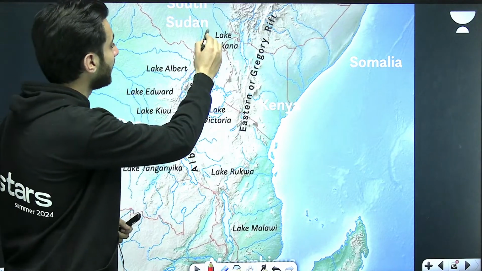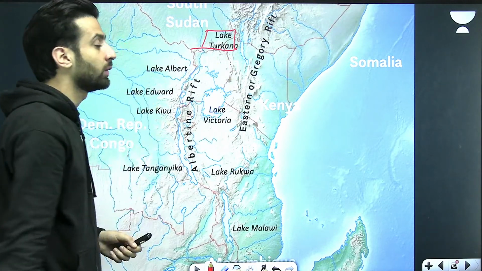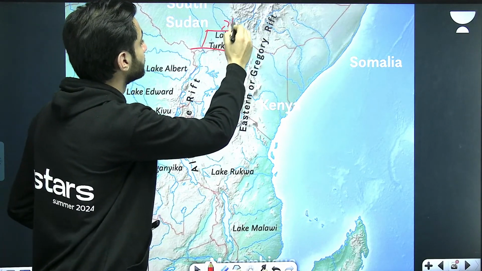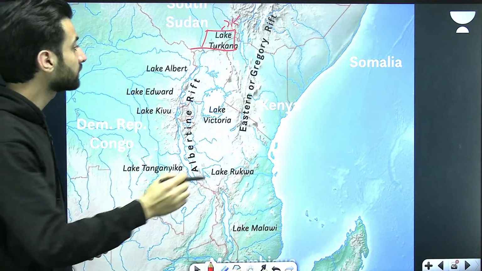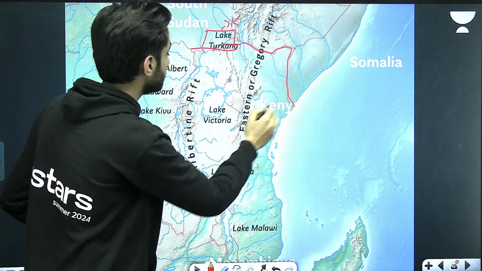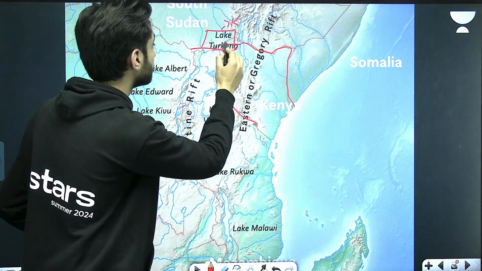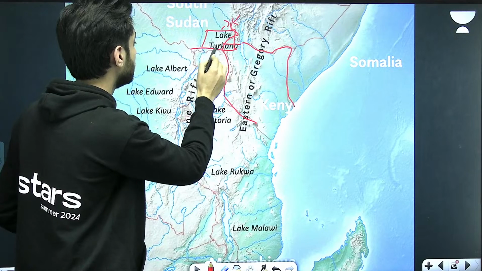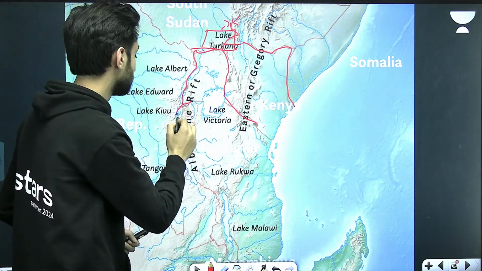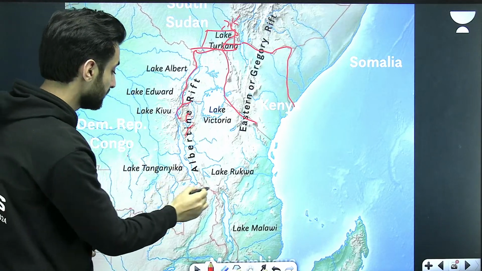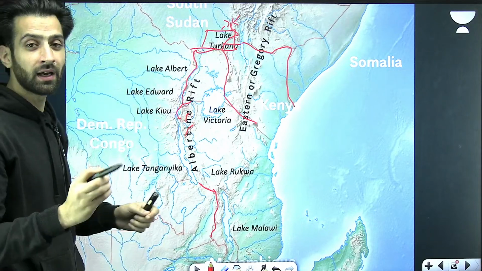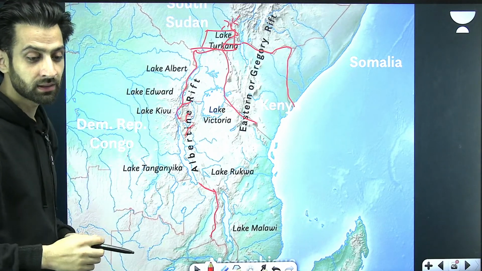Starting with the first, that is Lake Turkana. Where is Lake Turkana located? It is located in Kenya. Okay, if the borders are not visible, I'll draw them a bit properly. Okay, this is Kenya. Then we have Lake Turkana in Kenya. I'm just demarcating the boundaries for you so that it gets easy for you to visualize these things. Just make sure you don't get confused between the borders. So this is Lake Turkana, done. It's in Kenya. It's a part of Rift Valley Lakes.